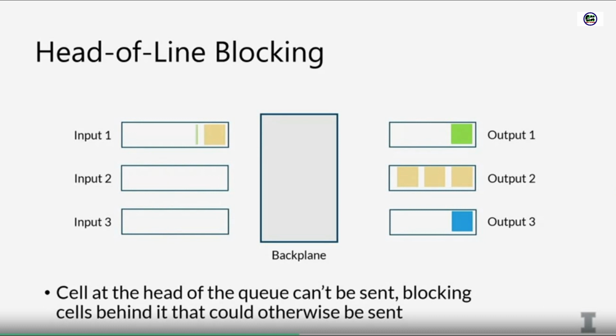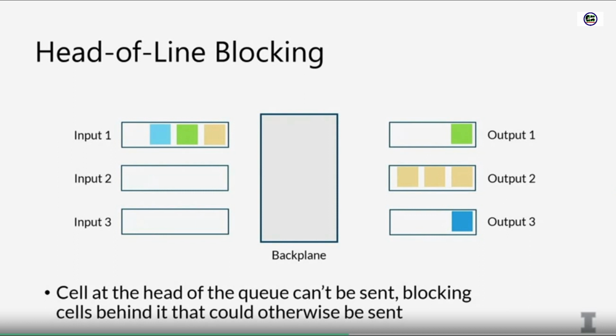Now, the interesting thing is, what happens if another packet arrives that's destined for output port 1? It's kind of weird because there's nothing really preventing it from being sent. The backplane is not congested. Output port 1 has capacity to receive that packet, but we can't send it due to some hardware issues. The way the hardware is implemented, we can only send one packet at a time out that input interface, and there's another packet at the head of the queue that's blocking it. So this is head-of-line blocking. It happens when there's a cell at the head of the queue that can't be sent, and it blocks cells behind it that could otherwise be sent. Okay, so this is a problem.